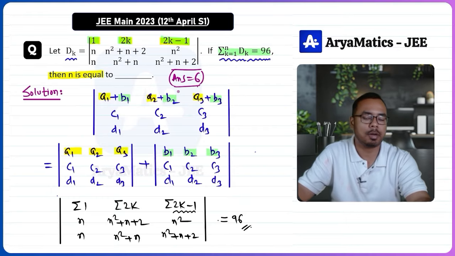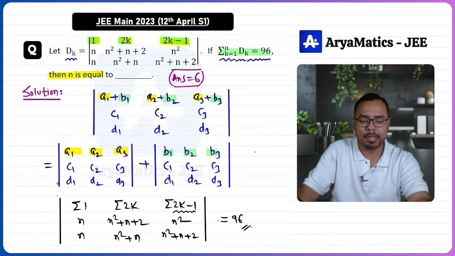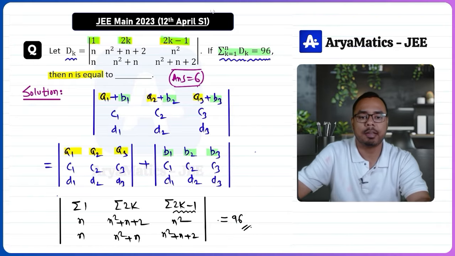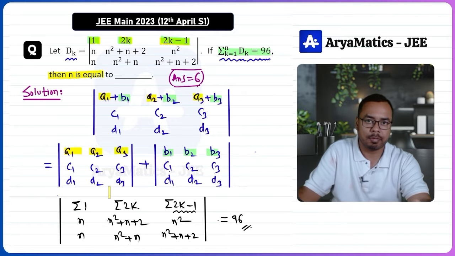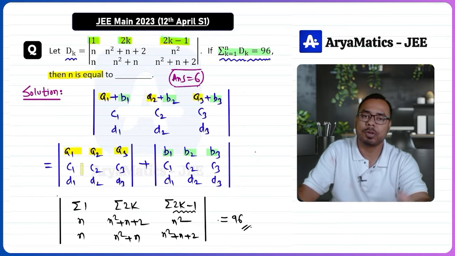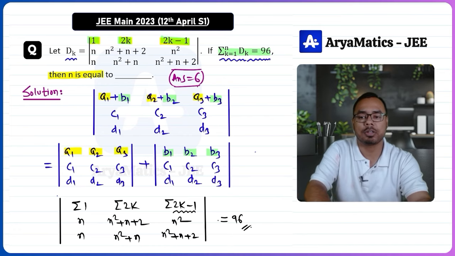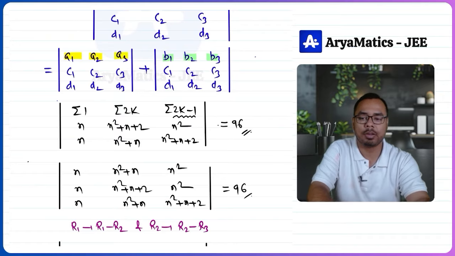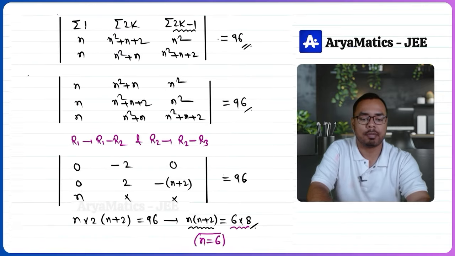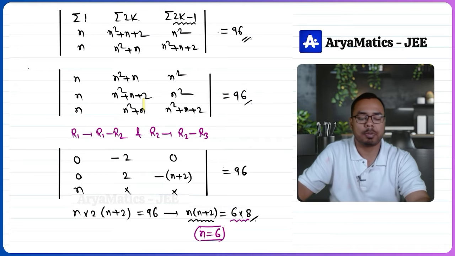So this was again one important concept from determinants: if these two rows are the same in the two determinants, then basically we can add the corresponding elements of the other row. Which implies that if we have more than two determinants, then also we can add the corresponding elements. So sigma notation we can take inside the sign of determinant, and then after that, using standard properties of determinants, we got n as 6. So that is the correct answer for this problem.